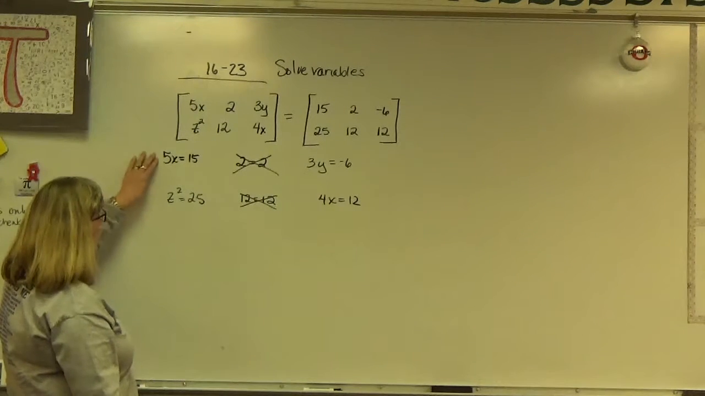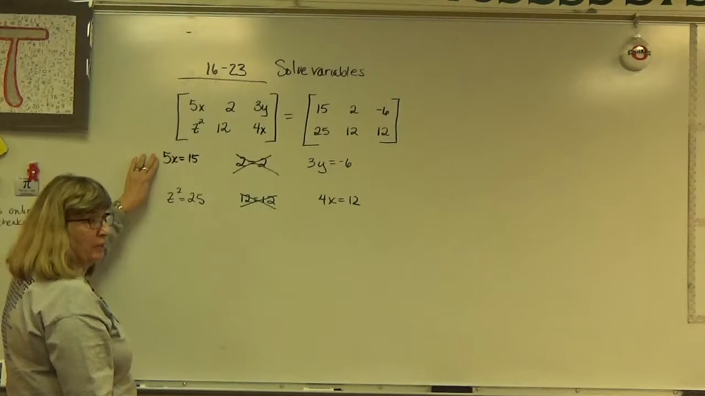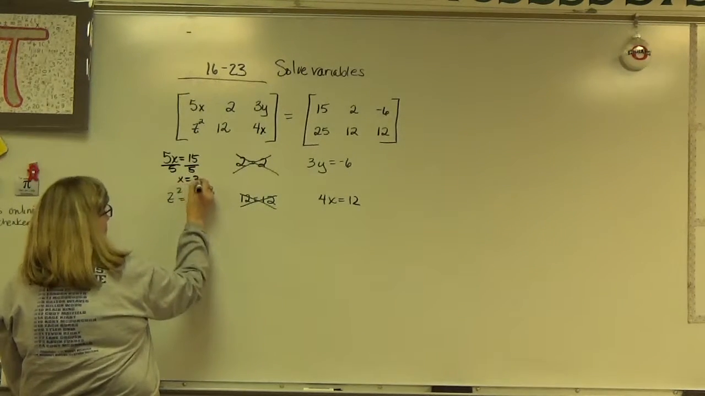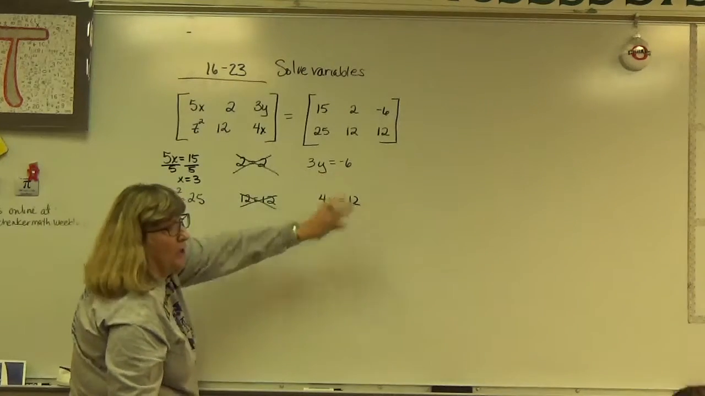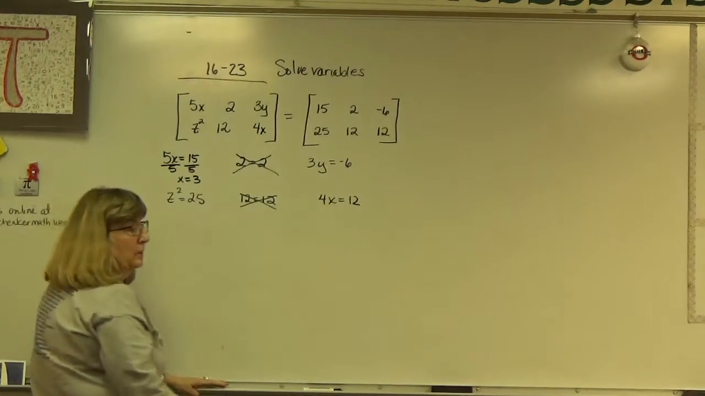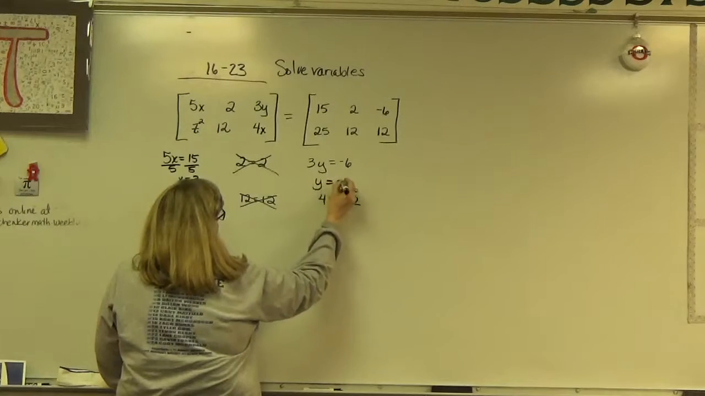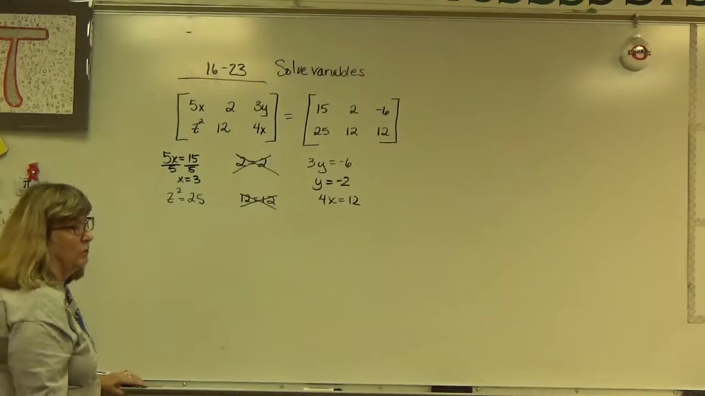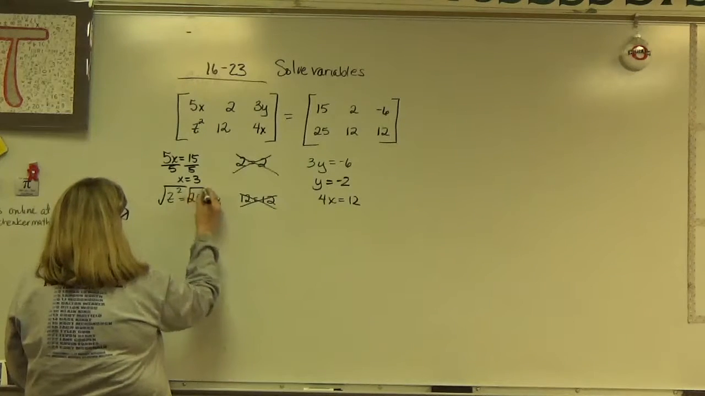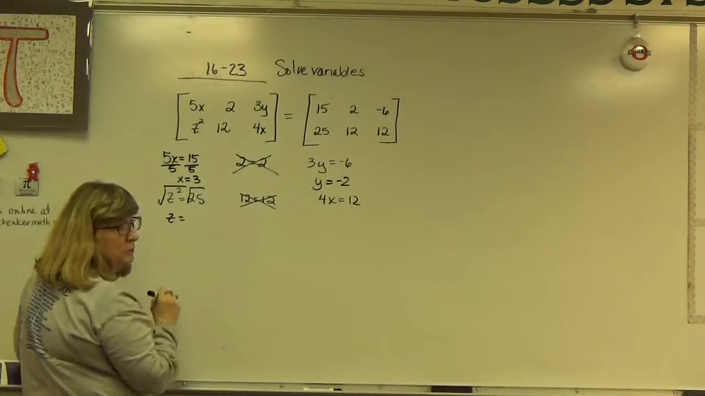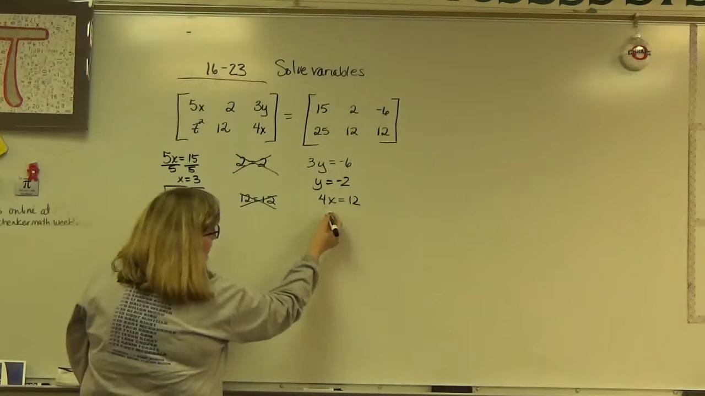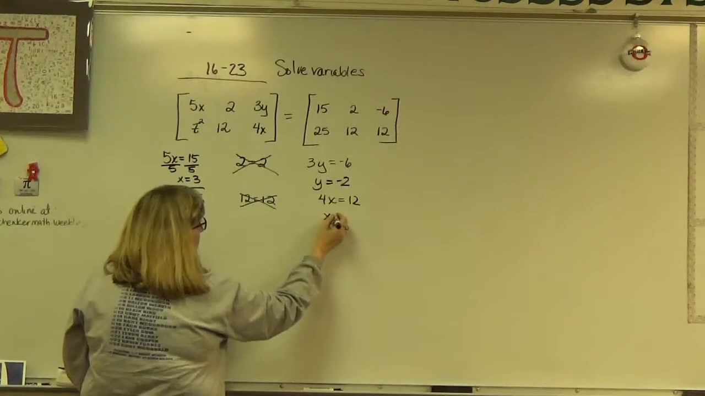But now we go back, and this one's an x. What would I do to solve that for x? So x is going to be 3. This one's got a y. What would I do to solve that for y? So y is going to equal negative 2. And this one, z squared equals 25. Square root, equals positive or negative 5. And we got one over here. Divide by 4 and x equals 3.